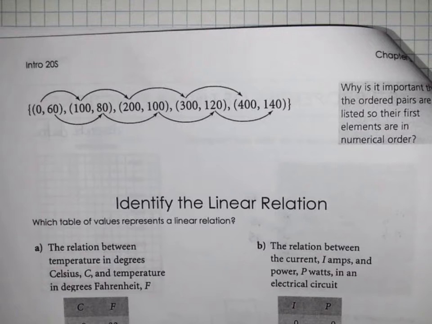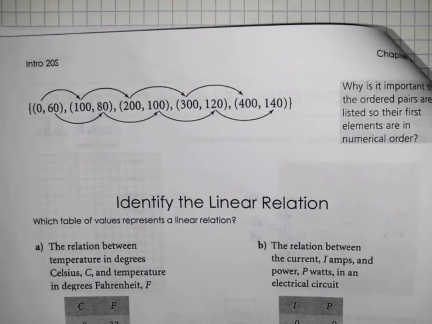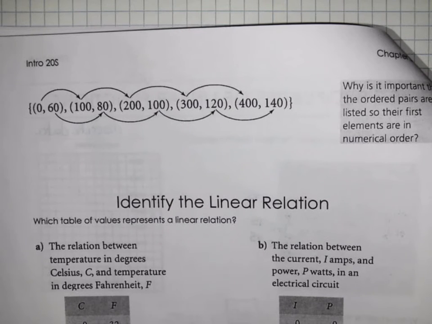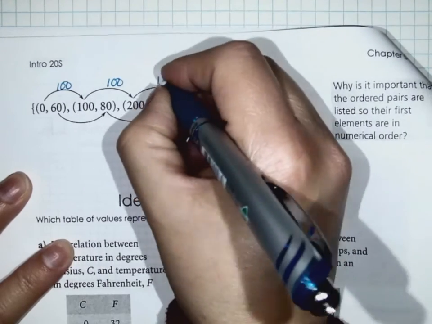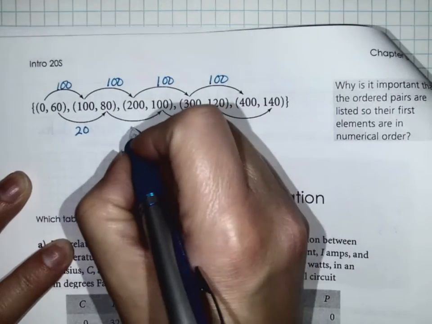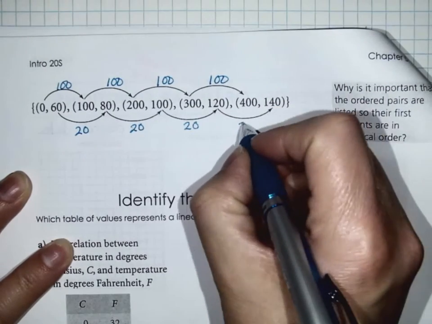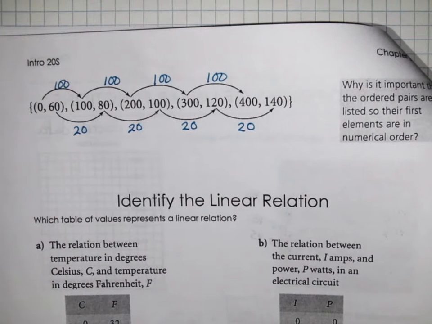Okay, what's happening here? It's a linear relation. How do you know? I know that because we can see that they're all going up in a steady pace, so our domain is going up by 100, and our range is going up by 20. Do you guys recognize this data? It's the one from the previous page. It's just given as coordinate pairs.